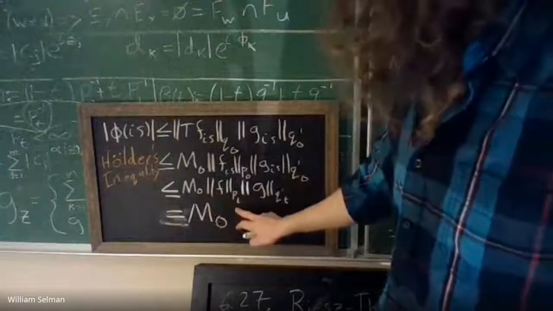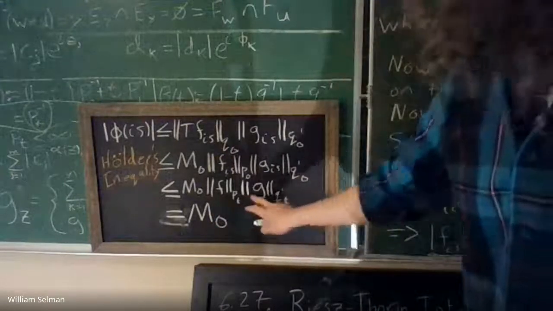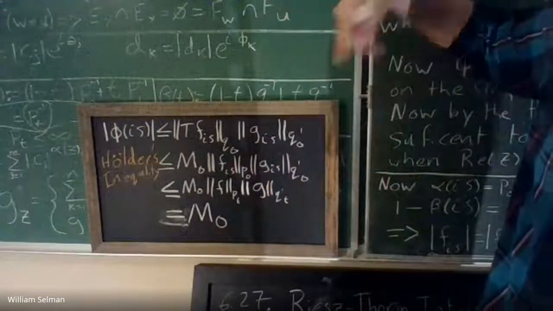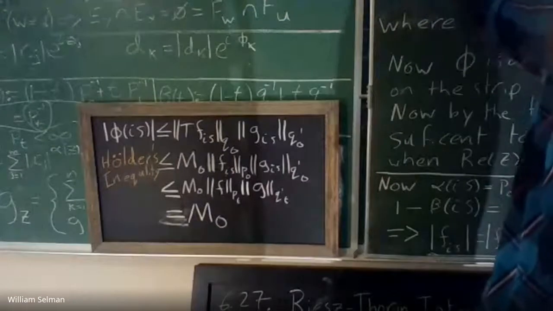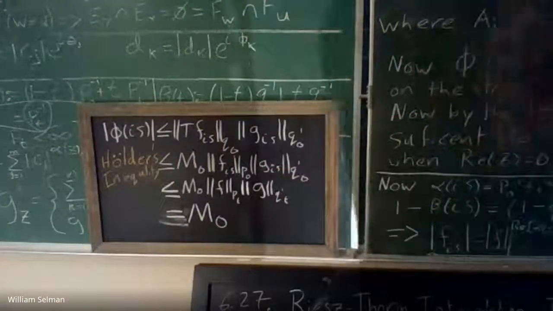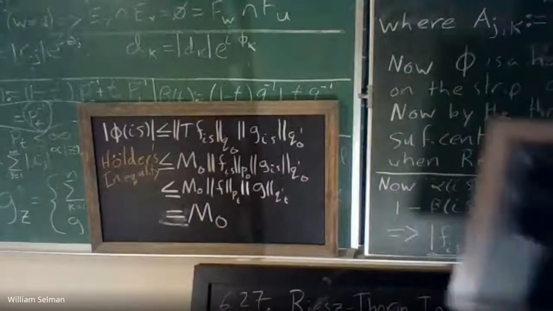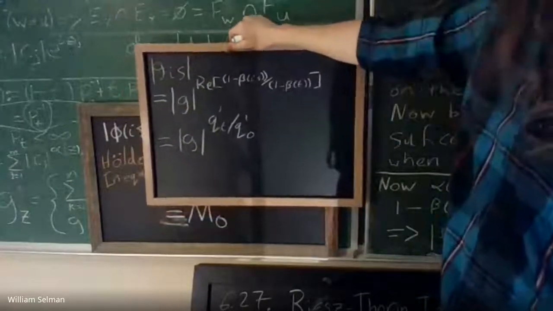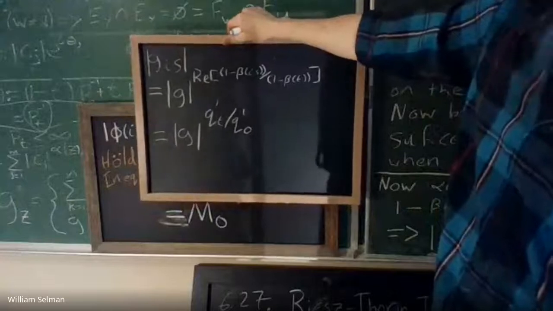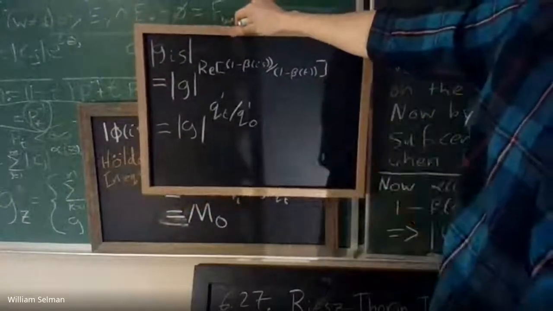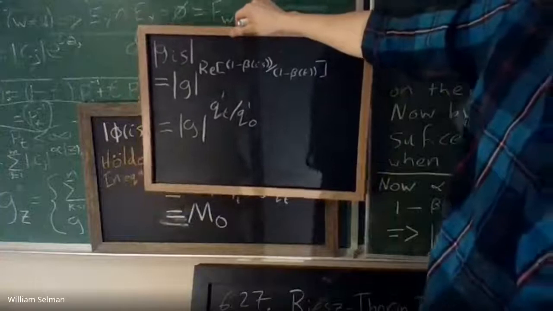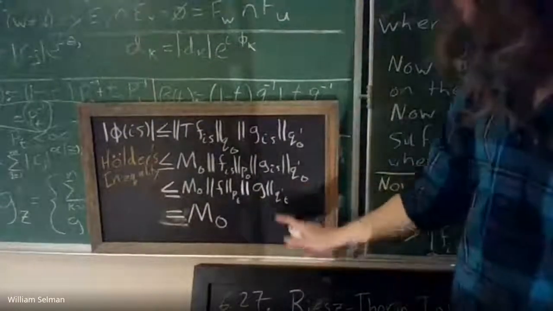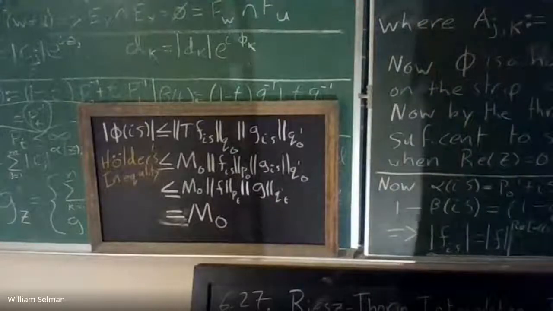So we get that the norm is going to be the PT norm, and same thing here, because this can be replaced with g to the Q prime T over Q naught prime. We get that the Q naught primes cancel in the norm, and we're left with Q.